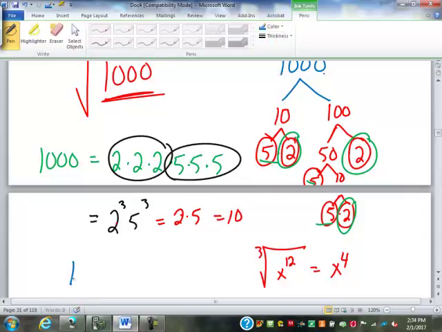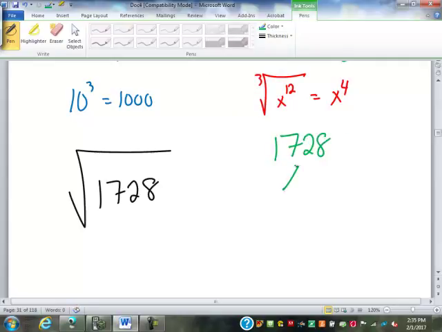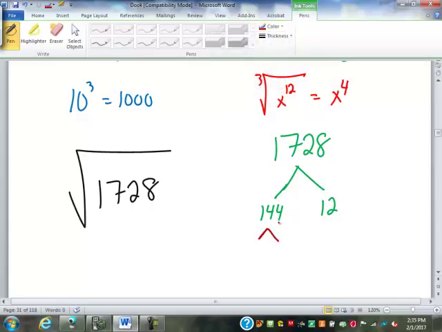If you double check that in your calculator, 10 to the third power does give you 1,000. If I wanted to find the cubed root of 1,728, I could start factoring. What's a number that goes into 1,728? 144. 144 goes in there. Very good. And if I divide by 144, I'm left with 12. 144, what's the number that can go into 144? 12. 12, and I'd be left with how much if I divided by 12? 12. 12, good.